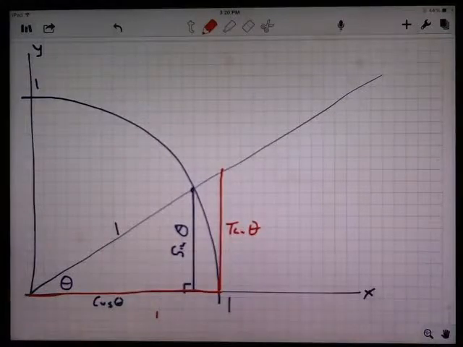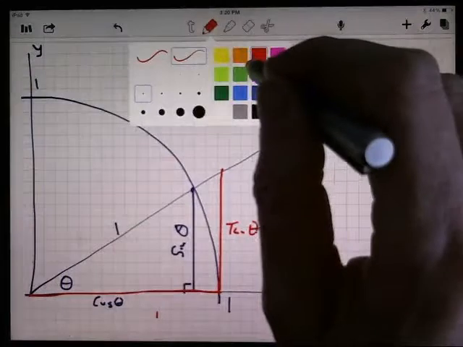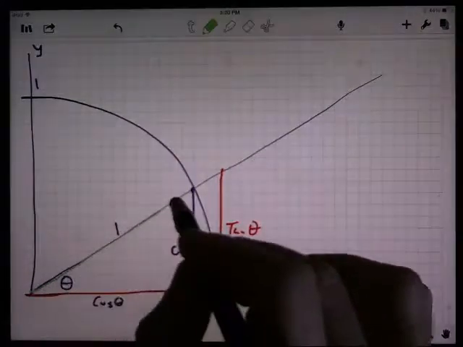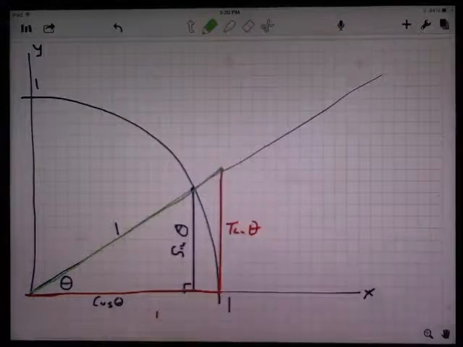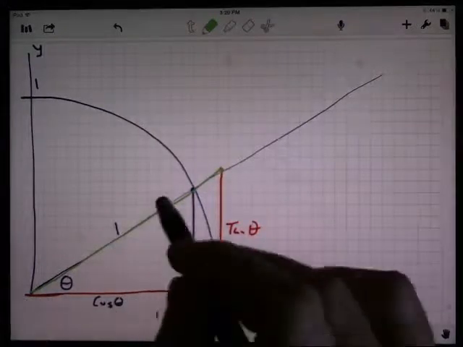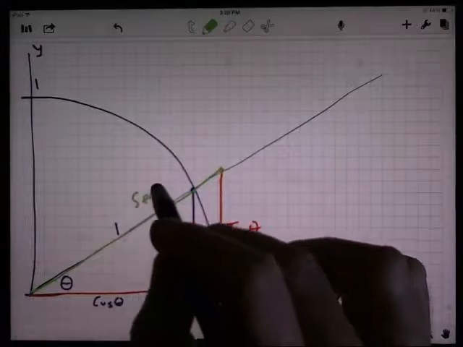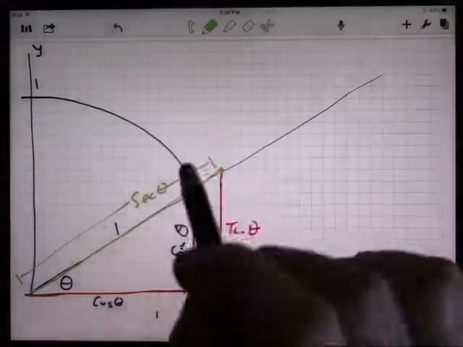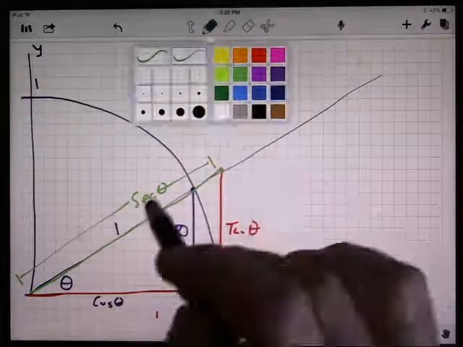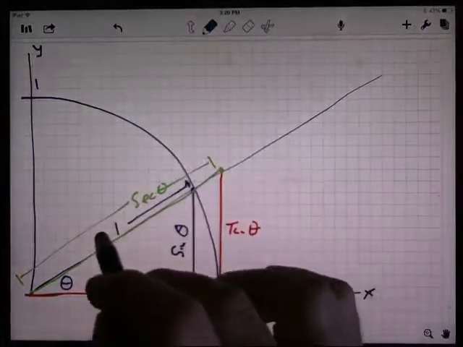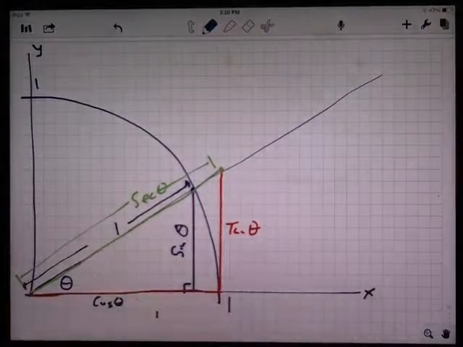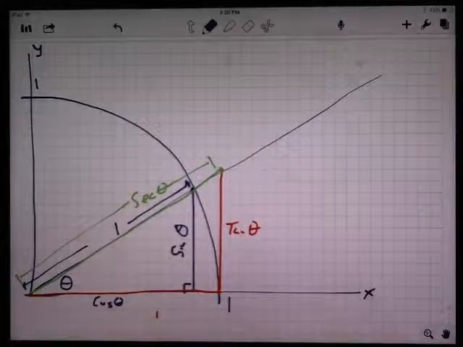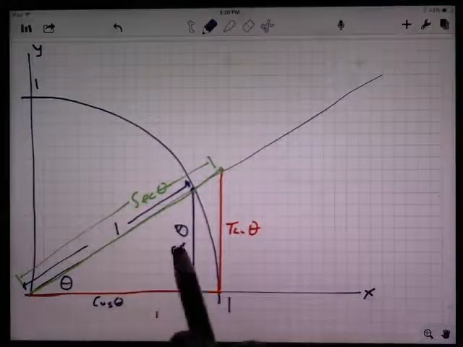Okay? And likewise, I'll do this in green. This length right here, going clear out to there, with an adjacent side of 1, the hypotenuse has to be the secant of theta. So the secant of theta goes all the way from there to there. The 1 in blue was just the radius going from here to here, right? Now, I've got 4 of the 6 trig functions: sine, cosine, tangent, and secant.